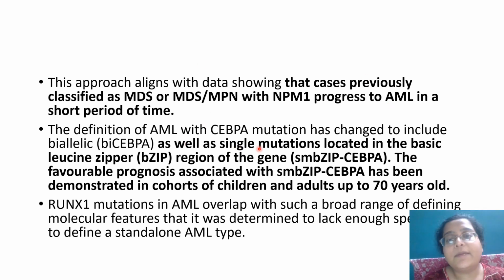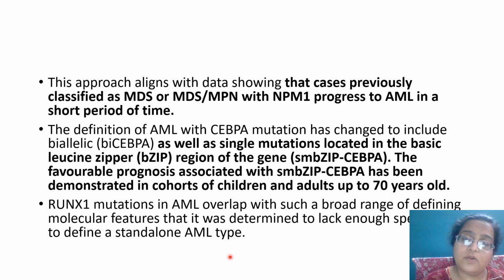Definition of AML with CEBPA has changed to include biallelic. Initially it was monoallelic, as well as single mutations located in the basic leucine zipper (bZIP) region of the gene. Just remember that biallelic CEBPA is there. The favorable prognosis associated with this combination has been demonstrated in children as well as adults.